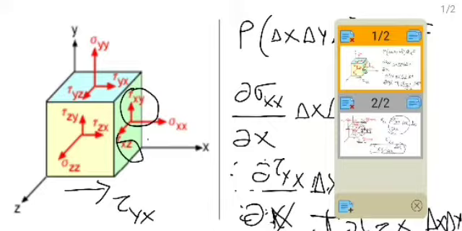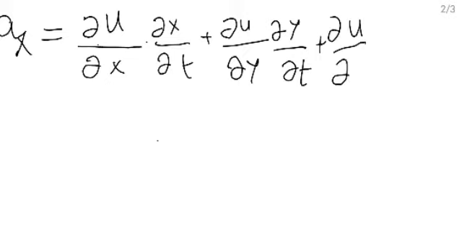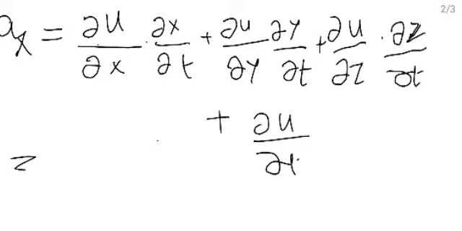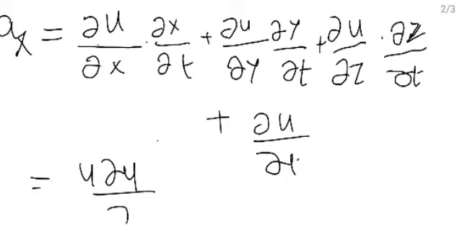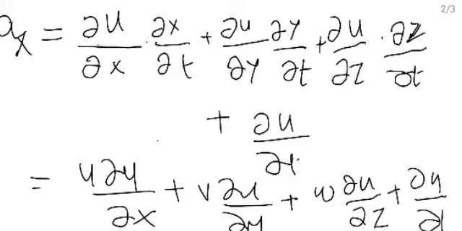Now, one more thing you have to learn about. This acceleration can be given by variation of velocity, so dou u by dou t plus dou u by dou x times dou x by dou t, plus dou u by dou y times dou y by dou t plus dou u by dou z times dou z by dou t. This is how we give acceleration along its direction. So u dou u by dou x plus v dou u by dou y plus w dou u by dou z plus dou u by dou t.